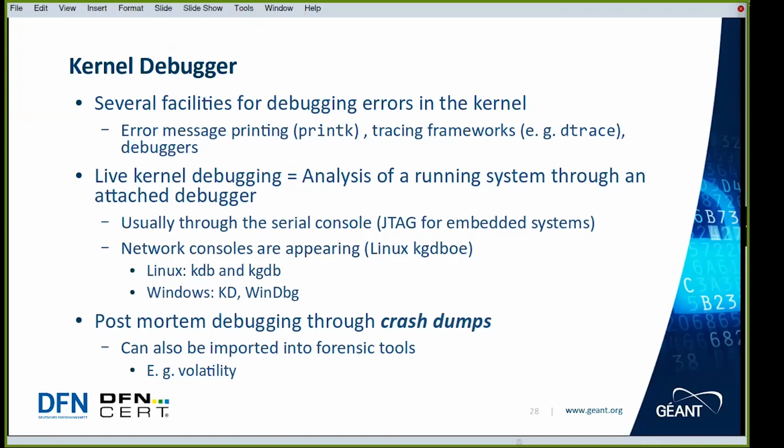Attached means it's usually through the serial console. Even on an embedded system, there's a way to have something like that. It's called the JTAG interface. Or we have something like network consoles. In Linux, it's a kernel module which is called kgdb over Ethernet. There's also a module called kgdb over serial, or kgdb over console, kgdboc is called there. And the debuggers we can attach are kdb or kgdb, or on Windows, the kernel debugger or Windows debugger. So that's one way: live kernel debugging. The other is post-mortem debugging through the use of crash dumps, which can then be imported into forensic tools, for example, Volatility.